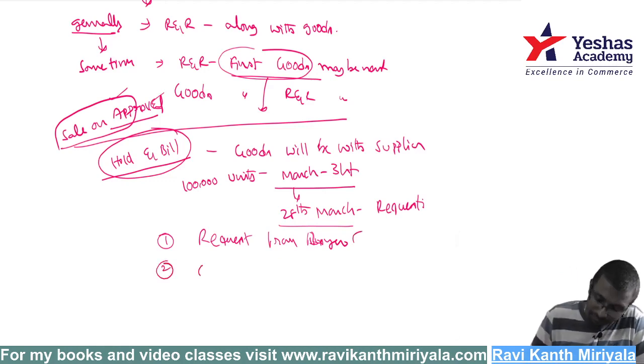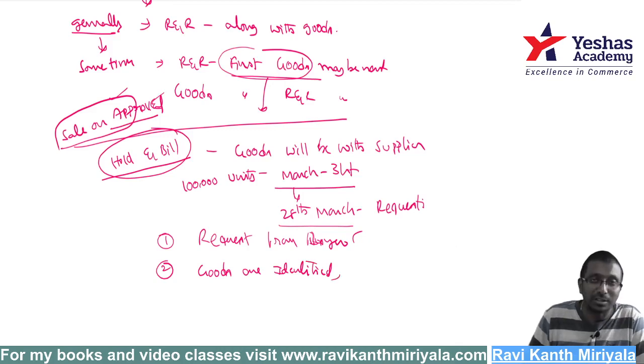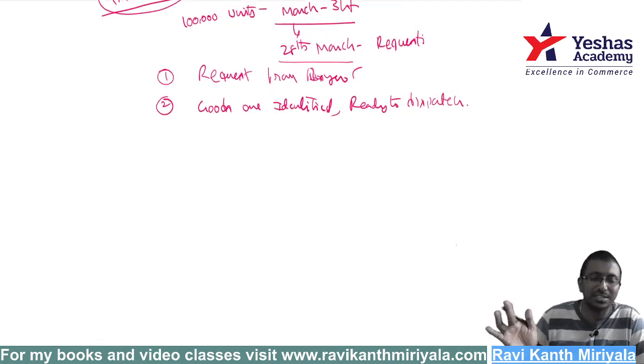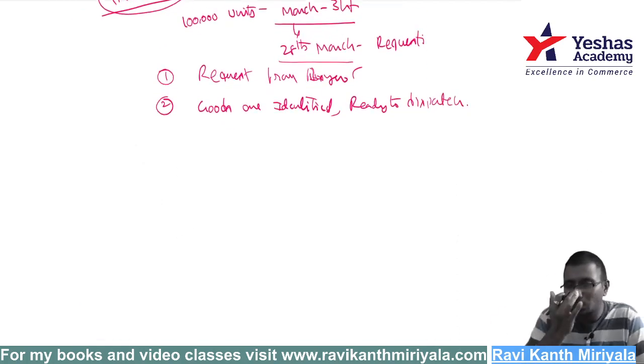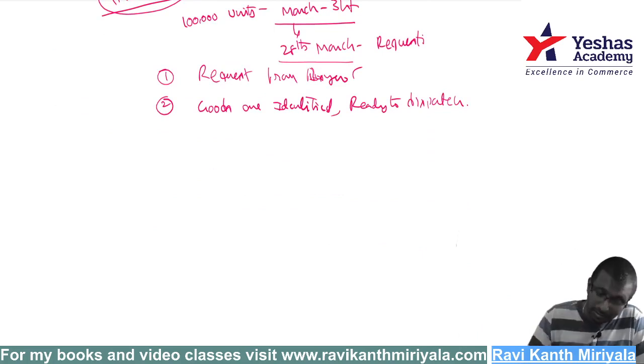Second, the goods are identified. Identified means this bottle is related to that customer, very clearly, and this one is not related to them. Goods are ready to dispatch. Everything is ready. Correct. Once he says yes, send, I will just put it in the lorry and send it.